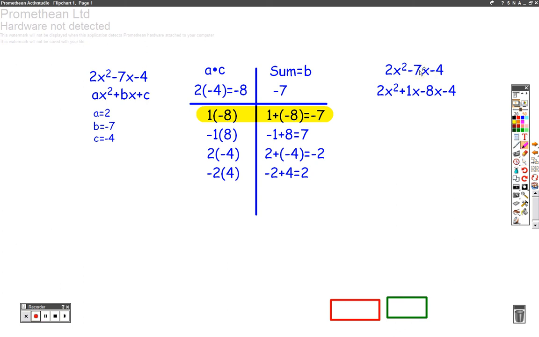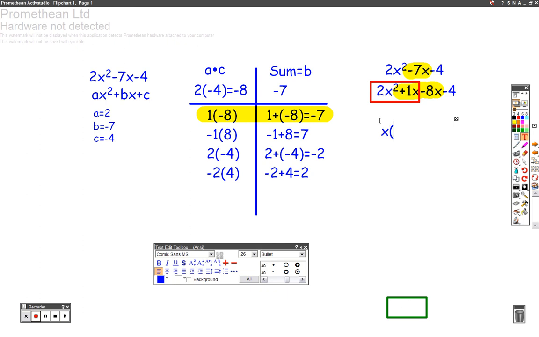If I look over here, I have my -7x, and I have substituted in 1x minus 8x. If you add those together, those do give you -7. So what I'm going to do first is I'm going to take the first part of it, and I'm going to see what they have in common, what their common factors are. Common factor is x, leaving me a 2x plus 1.